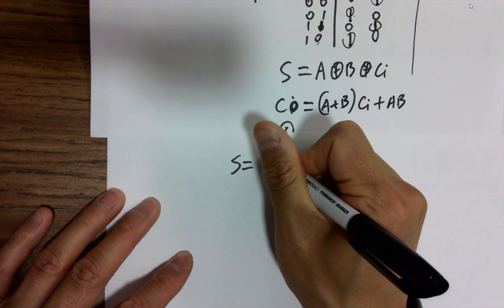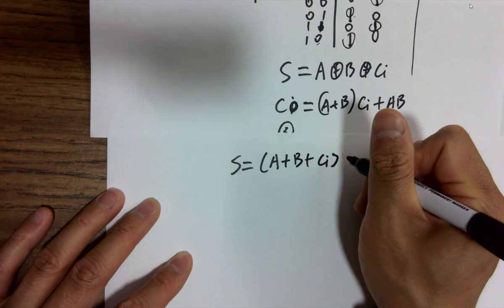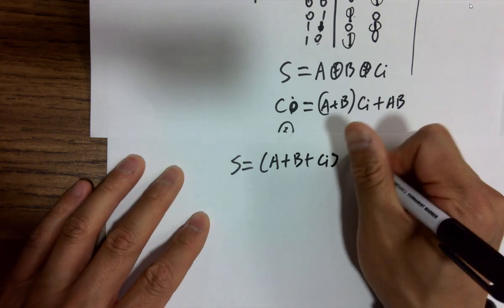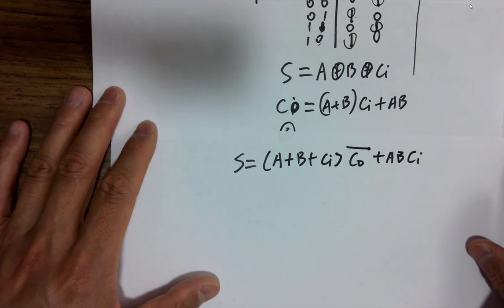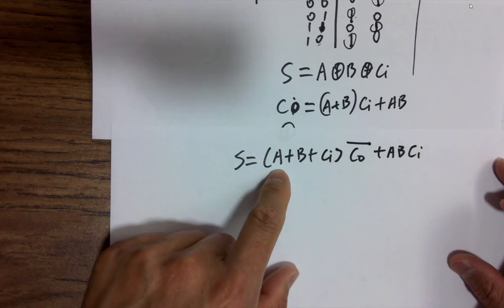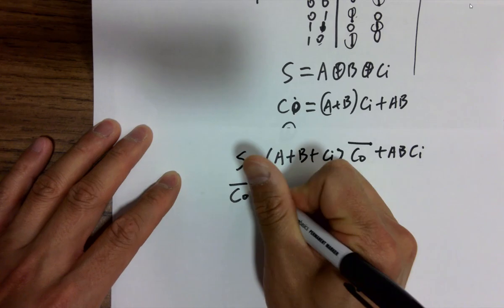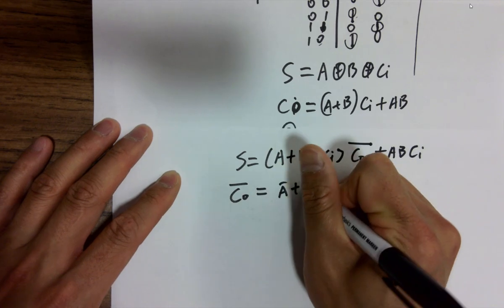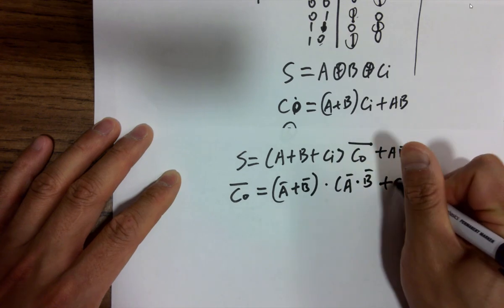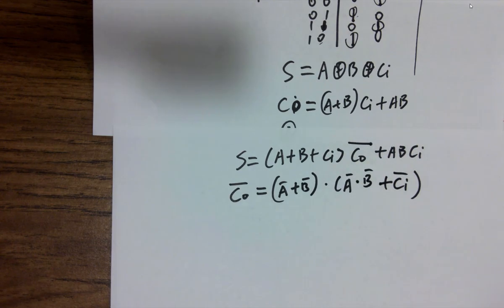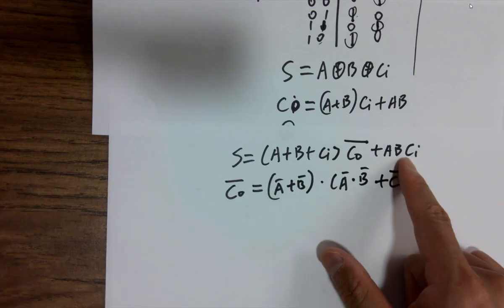As is A or B or CI, and then C out not, or ABCI. It's just by moving things around; the textbook directly gives you this. And C out not becomes A not, B not, or A not, B not, or CI not. So that's what we're gonna start with, right? We'll start with these and find out the high-speed circuit.